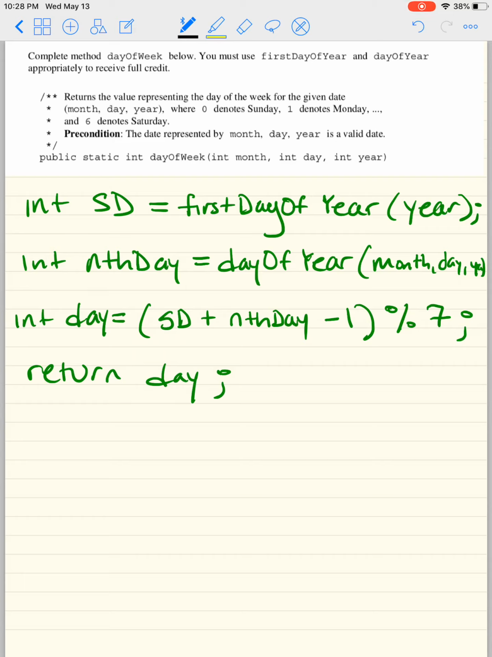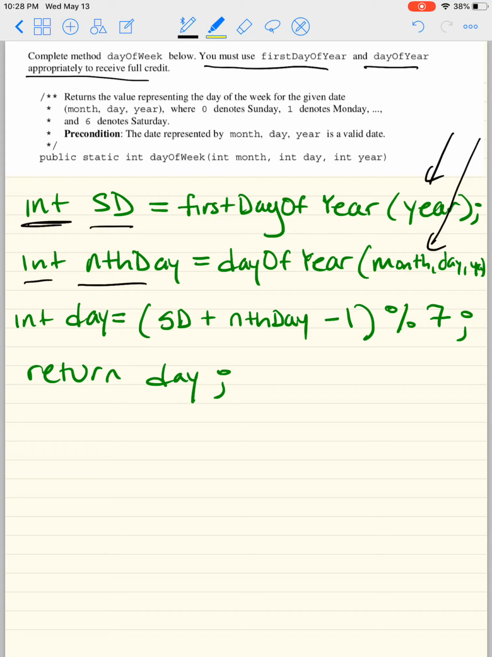So it says complete the method dayOfWeek below. You must use firstDayOfYear and dayOfYear. Now, firstDayOfYear takes 1 parameter and dayOfYear takes 3 parameters. So what I want to do is shorten it. In order to shorten it, I created this new variable of type int, because that's what they return. This says startDay and int nthDay. And here is basically my formula that you had to figure out.